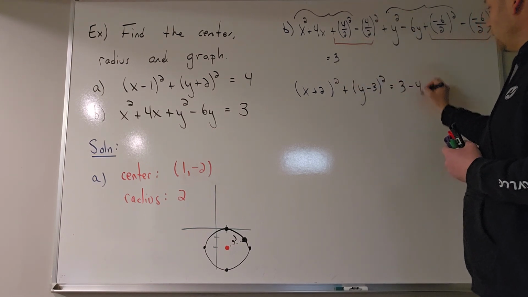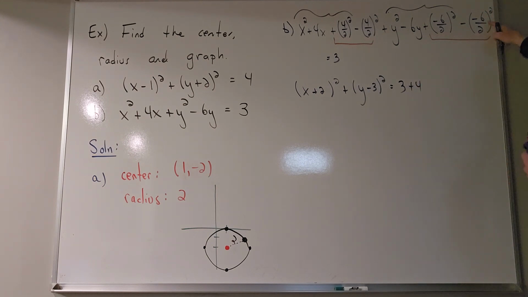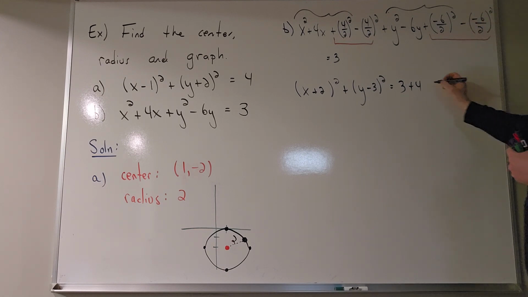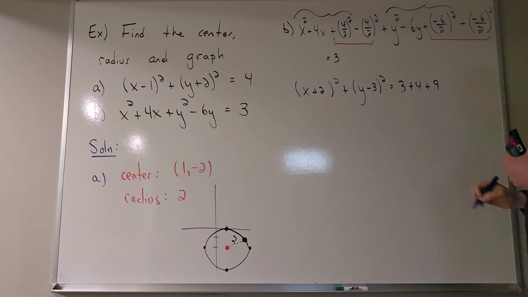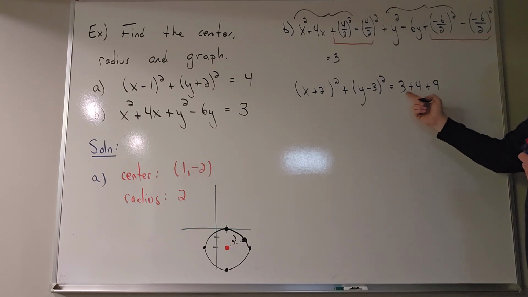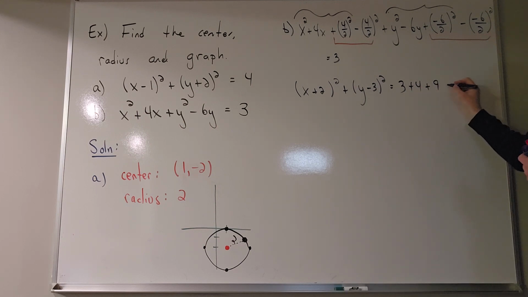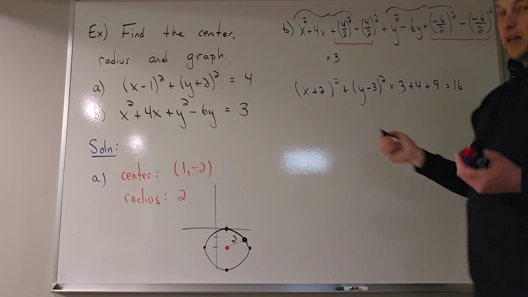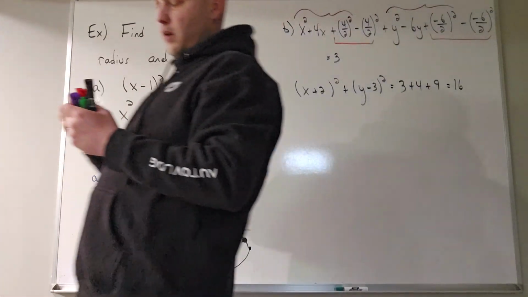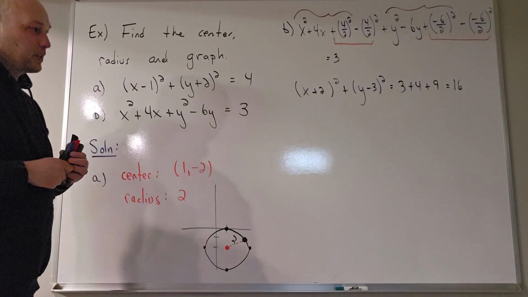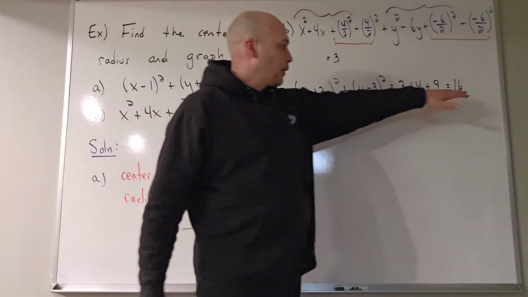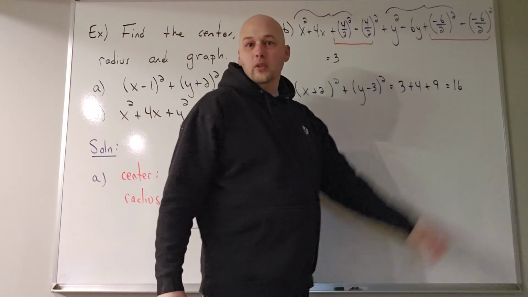I'll add 4. Add 4. And then this would be negative 6 over 2, which would be 3. 3 squared is 9. Add 9 to the other side, so I've got plus 9. And let's see, so 3, 4, it'd be 7. So that does give me 16. And again, it works no matter what number I have over there, as long as it's positive. But just for the sake of doing examples on the board, it's nice when it's a perfect square.